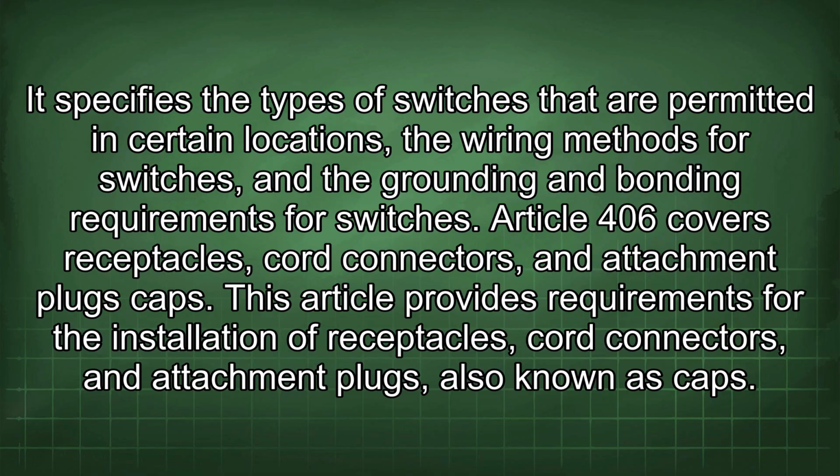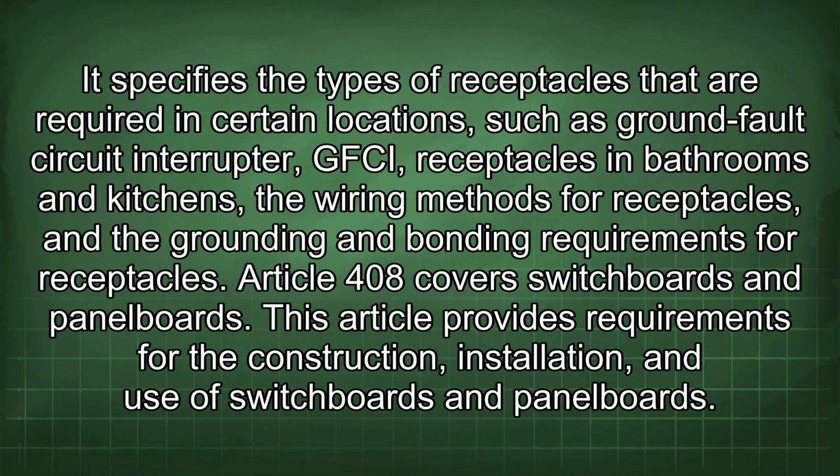Article 406 covers receptacles, cord connectors, and attachment plugs, also known as caps. This article provides requirements for the installation of receptacles, cord connectors, and attachment plugs. It specifies the types of receptacles that are required in certain locations, such as ground fault circuit interrupter, GFCI, receptacles in bathrooms and kitchens, the wiring methods for receptacles, and the grounding and bonding requirements for receptacles.